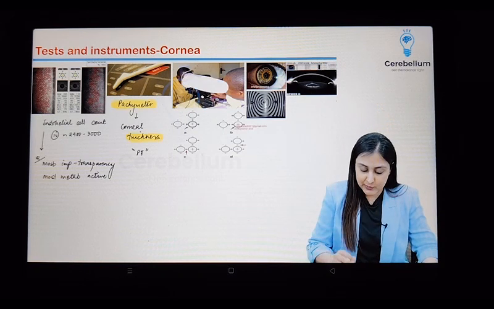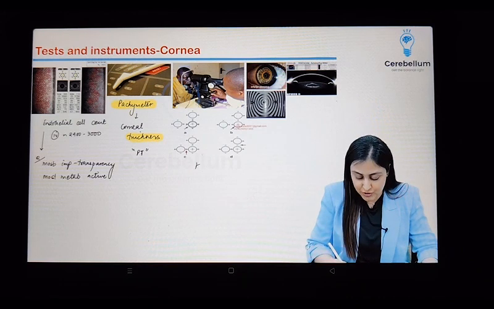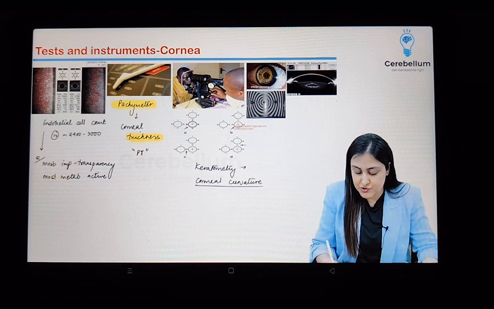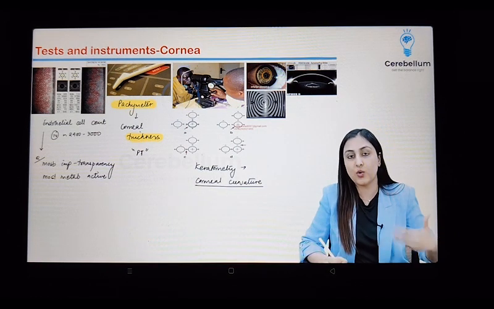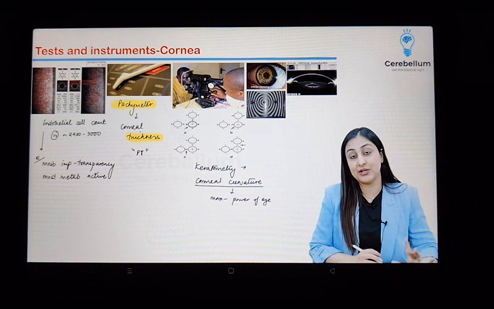Then what you see here, what is being measured is the corneal curvature using a keratometer. So curve going together. This is keratometry, which is used for measuring the corneal curvature. And corneal curvature is the one which is responsible for the refractive power of the eye. So this curvature is what contributes maximally to the refractive power of the eye, again one more question that you want to remember.